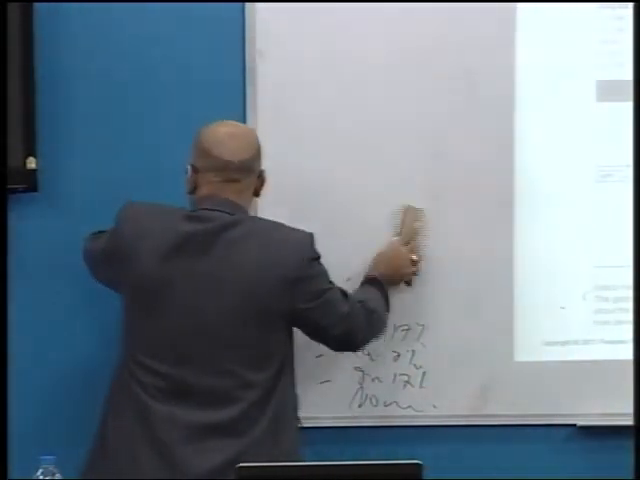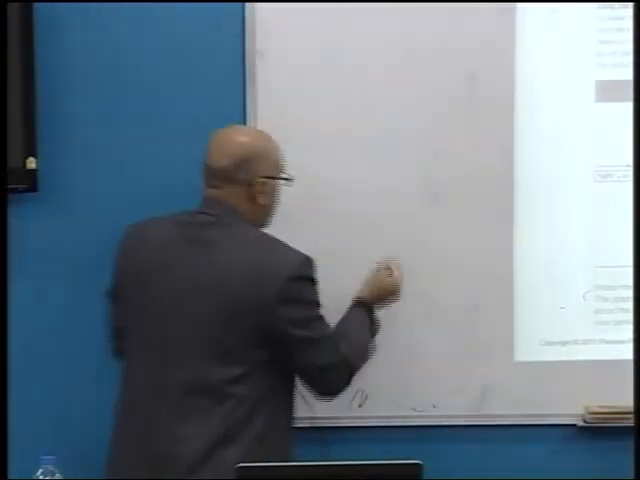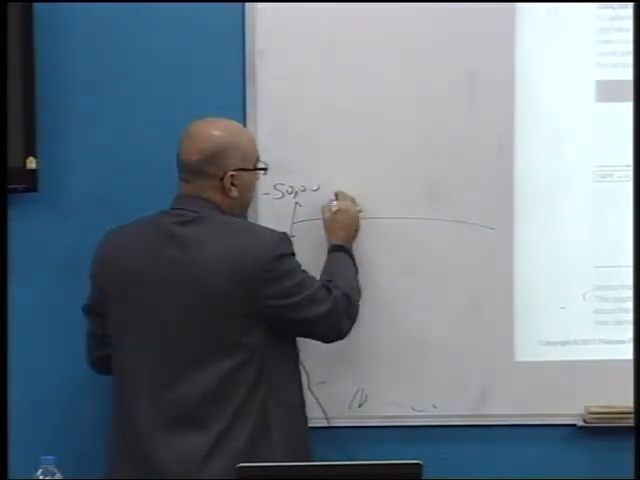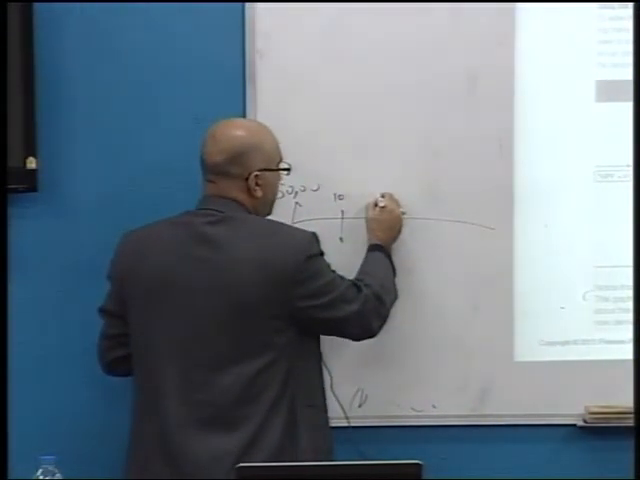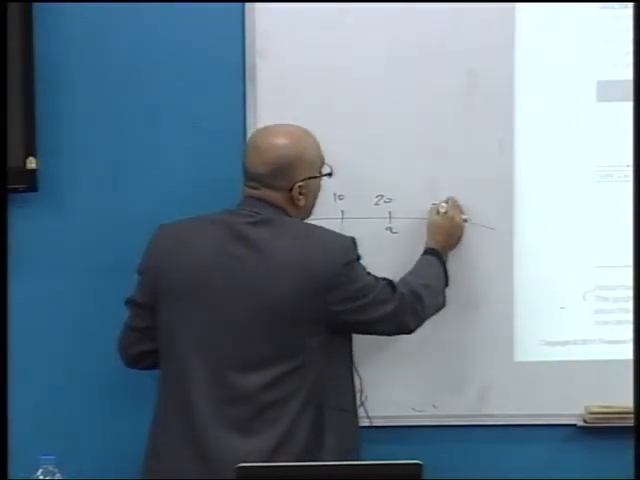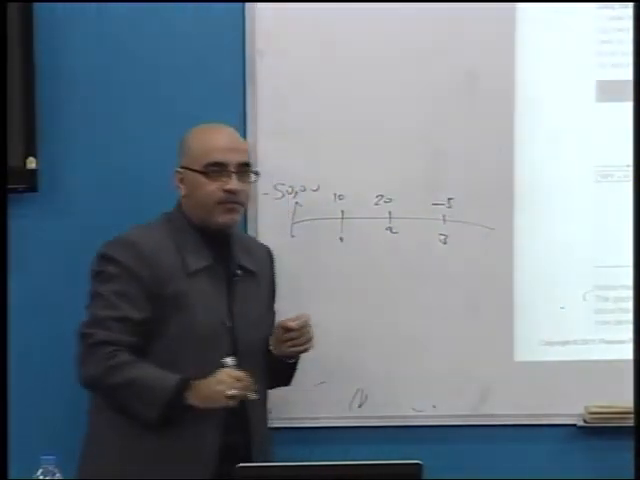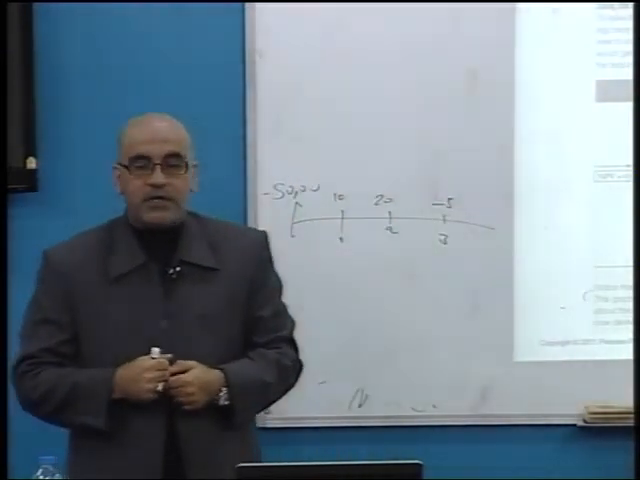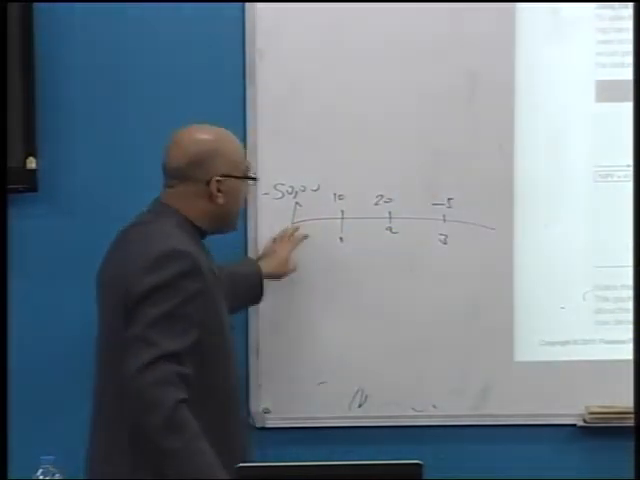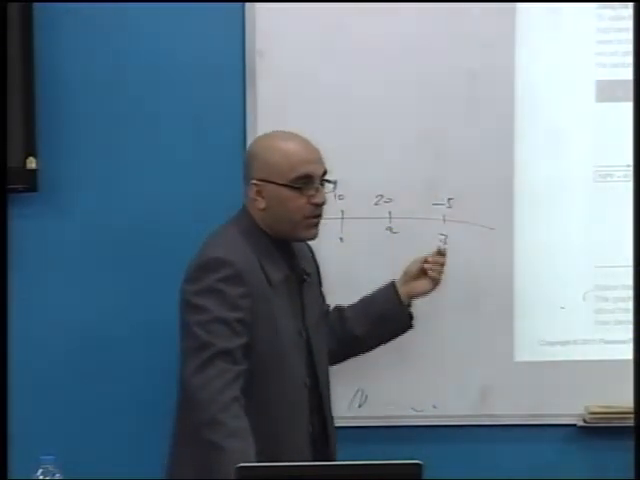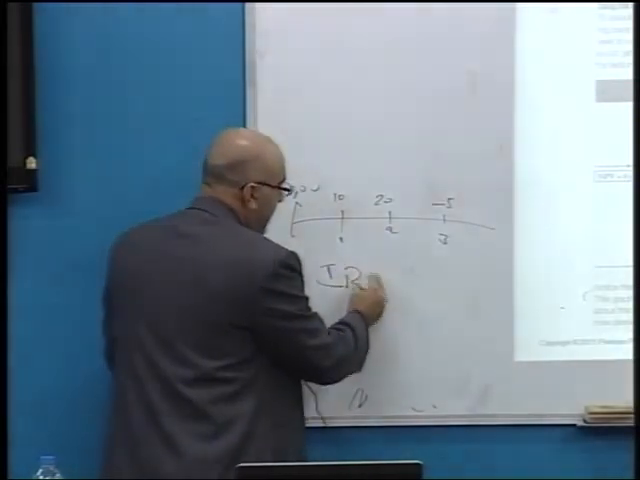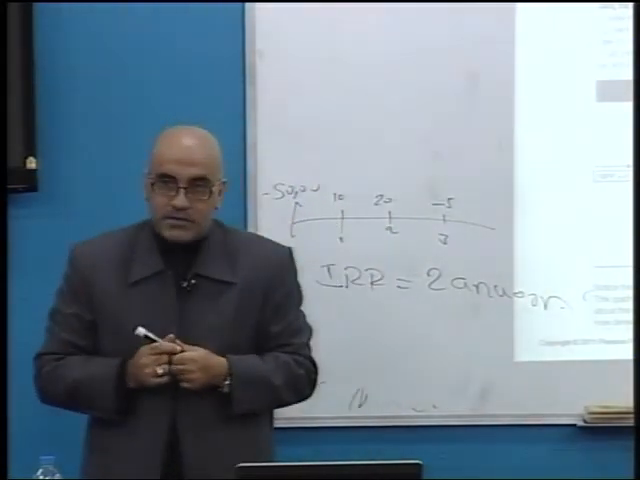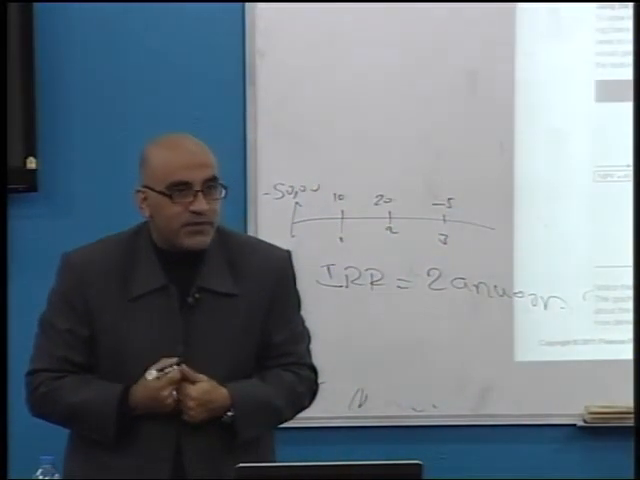See, for instance, this example here. If we have this $15,000, the initial investment, and in year 1 we have 10,000, in year 2 we have 20,000, in year 3 we have minus 5,000. So we have an initial investment, and this is a cash outflow. So IRR in this case has 2 answers. Okay? So this is the weakness of IRR.